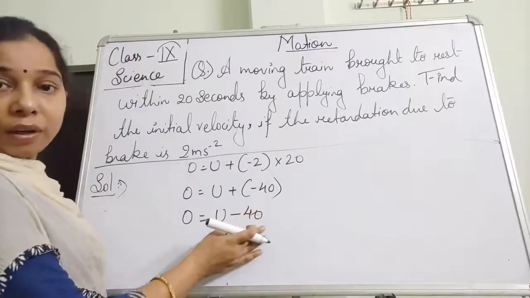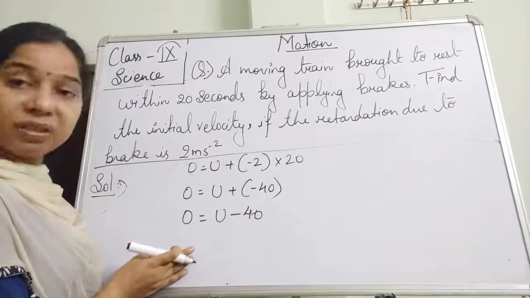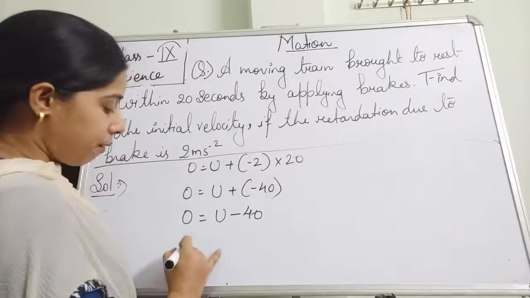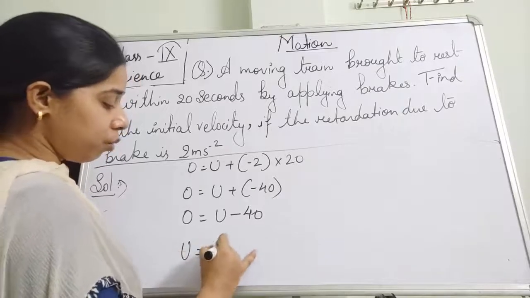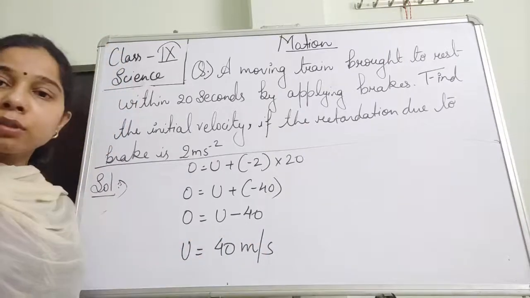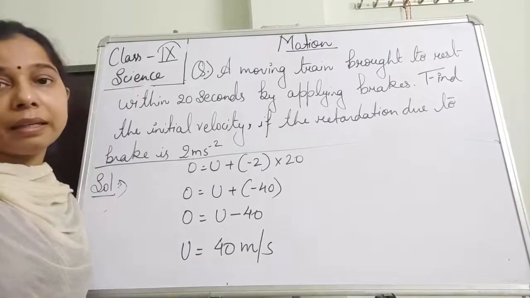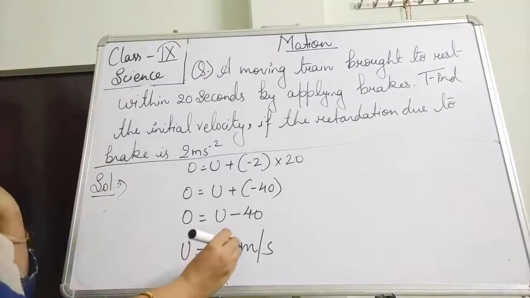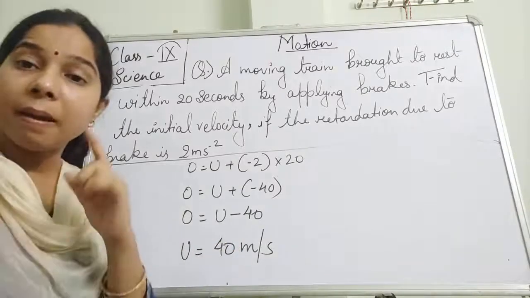When this minus 40 comes to this side, it will become plus 40. So we will write here u will be equal to 40 meter per second. Remember that, students, since we have to find the initial velocity, the SI unit we are going to mention here is meter per second.